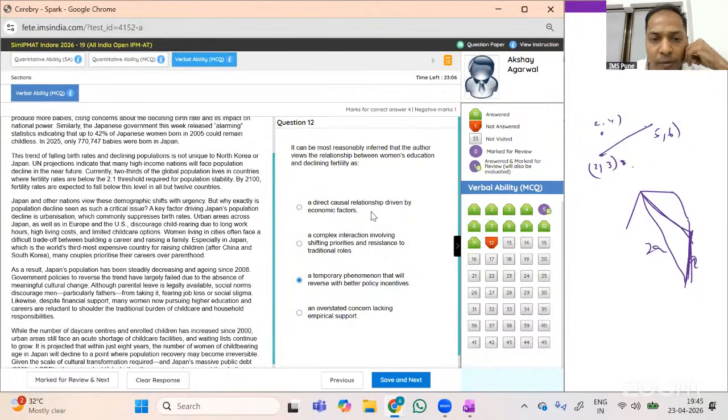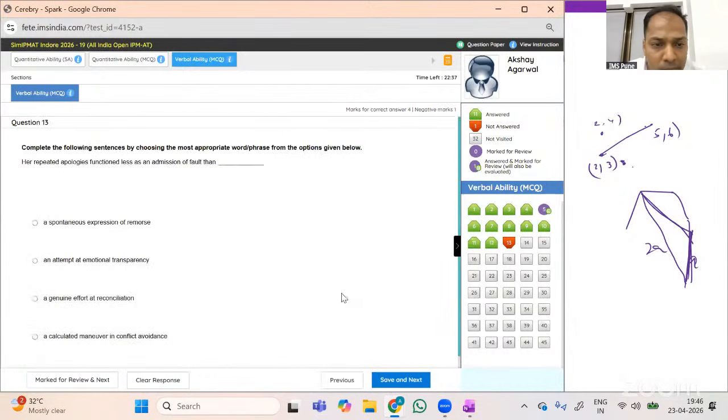So I'm confused between the first and the second one. Declining fertility and women's education. Basically, because they are not willing to take up traditional responsibilities or household roles, they would want to take up higher education, and that has ultimately led to declining fertility, maybe.